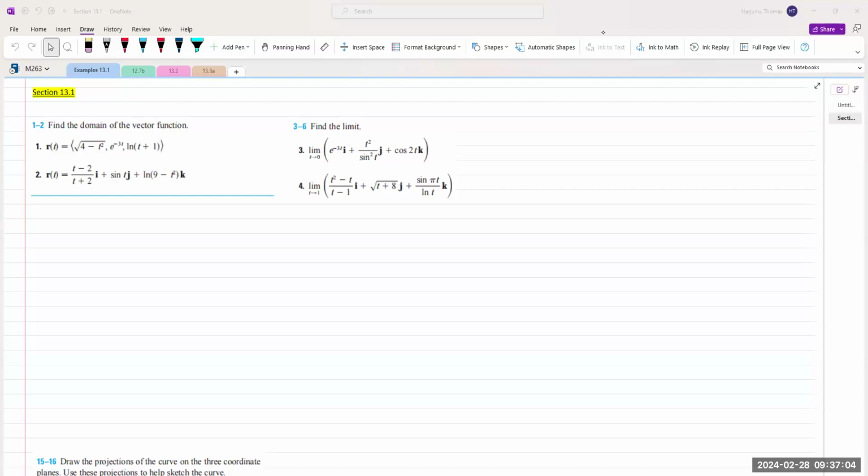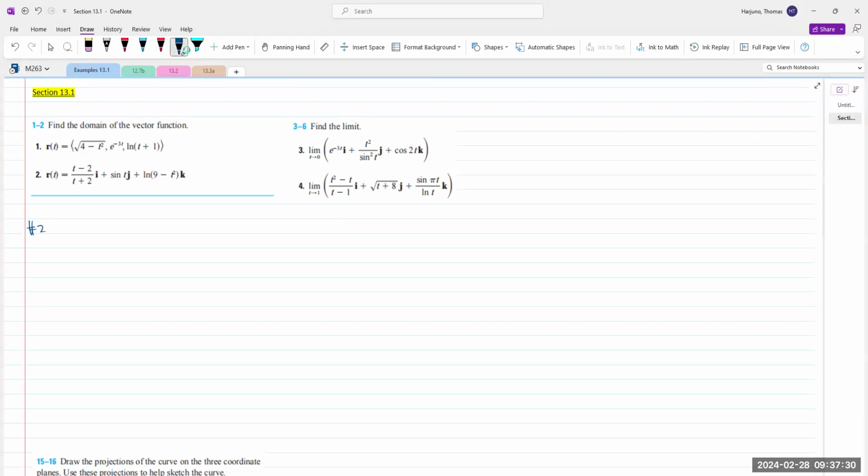Hello. Right now we will work on some questions from section 13.1. It's on space curves, vector functions and space curves. Now I will do some problems from these sections. I hope you can enjoy and learn from this. I start with number 2.